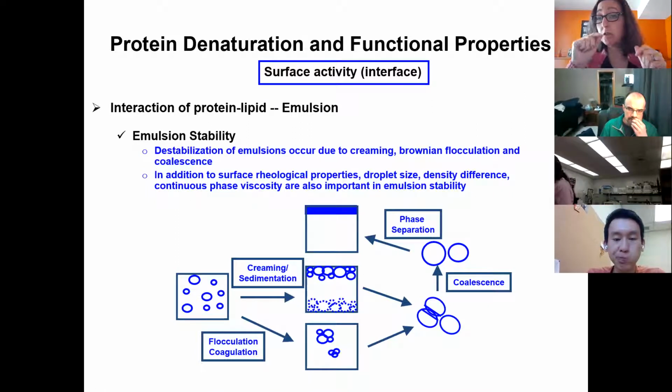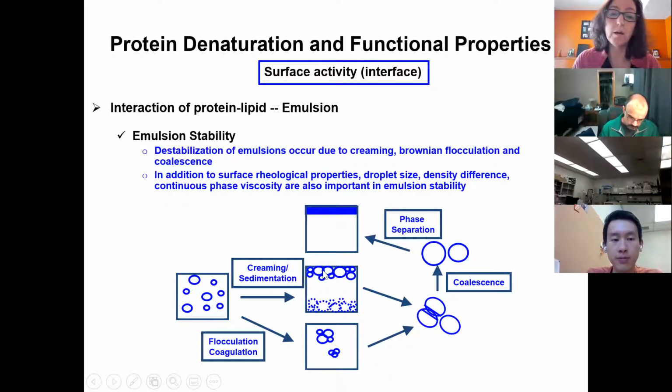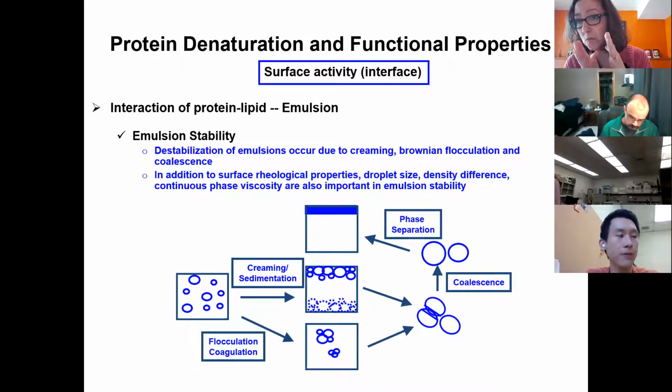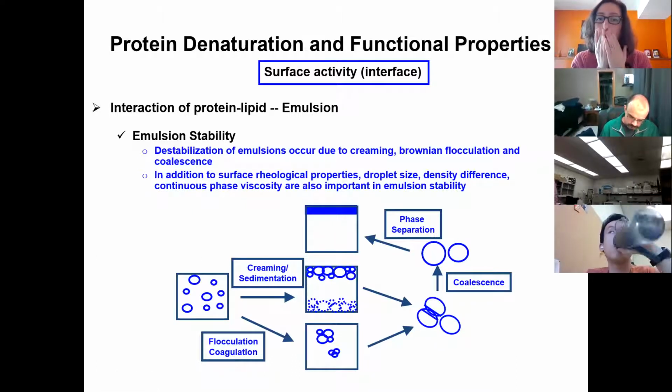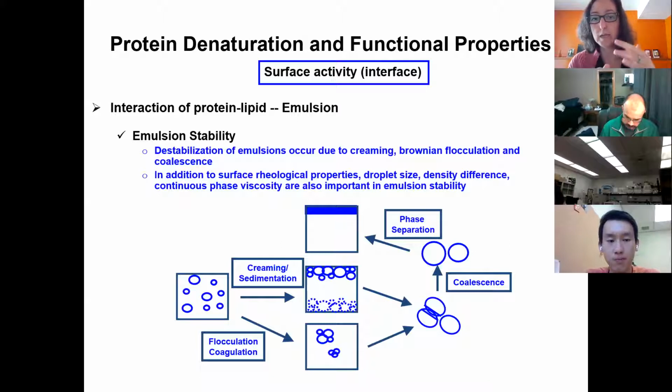So we usually measure droplet size over time. Then we can see that droplet size might increase because of coalescence. And the more coalescence we get, eventually we're going to get phase separation. So it's either creaming or sedimentation, depending on the two phases and the density difference between the two phases. And then we will either see a cream layer or a sediment formation.